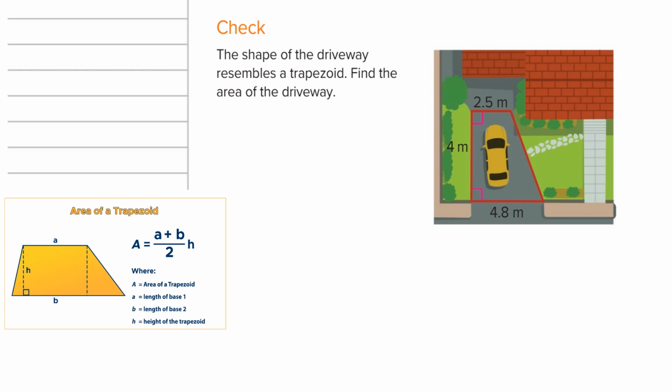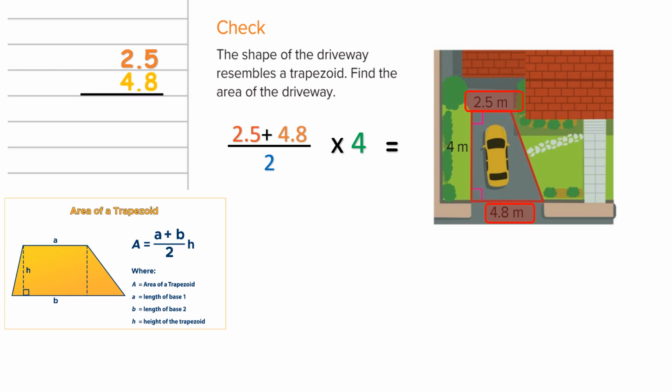Okay, now using this real life scenario, we're going to still use the same formula. The area of a trapezoid is found by adding the base A and base B, and then dividing that by 2 and multiplying it by the height, which is once again indicated by a right angle. So when I look at this particular setup, I can add the base A and base B, which is 2.5 and 4.8. I'll divide that by 2 and then multiply it by 4 for the height, as the right angle tells me. Well, 2.5 plus 4.8.